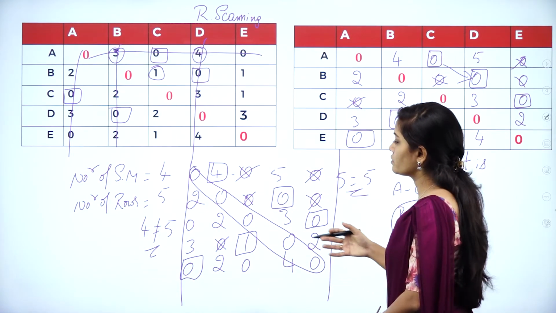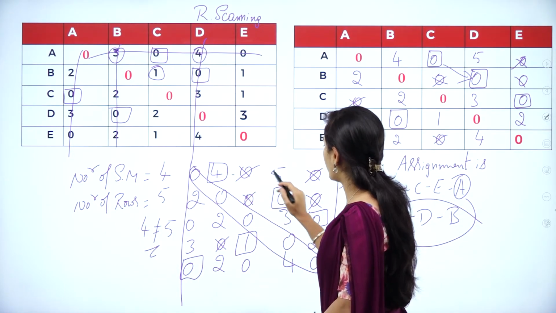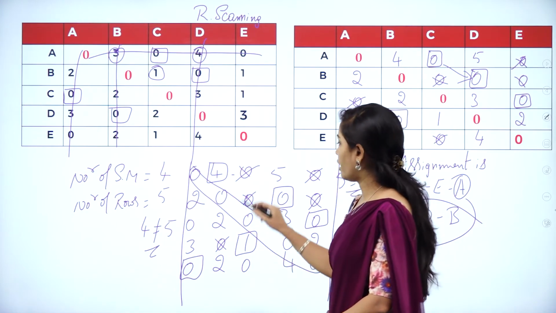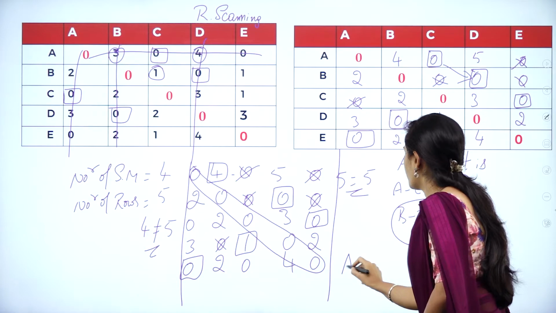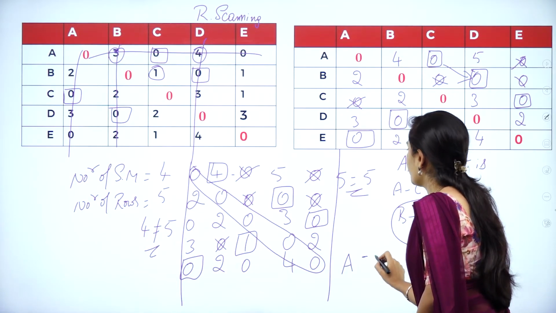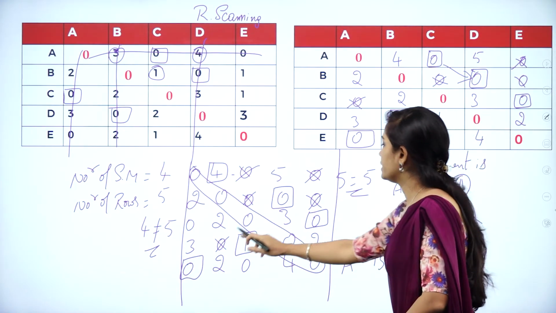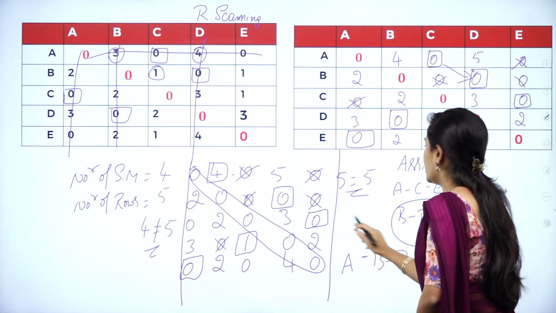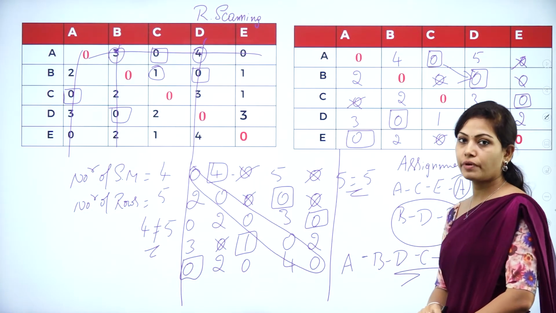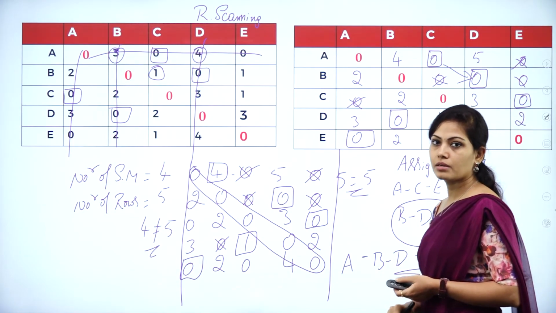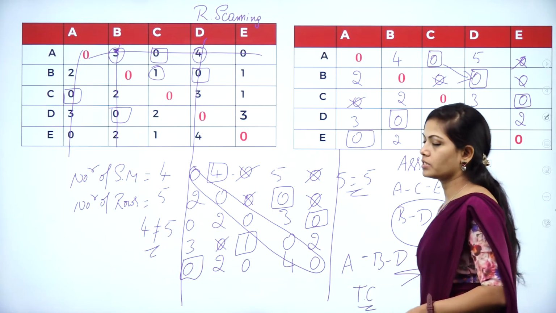So now you can cross verify whether it is satisfying the traveling salesman problem condition. So we have 1, 2, 3, 4, 5. We have 5 assignments. So he travels from A to B, B to D and D to C, C to E and E to A. So now it is satisfying the traveling salesman condition. So now you can find out the transportation cost.